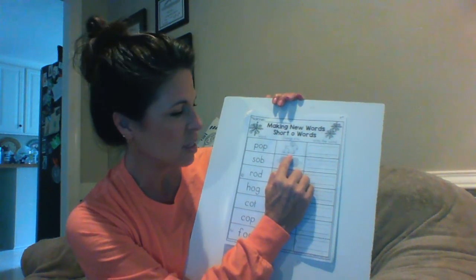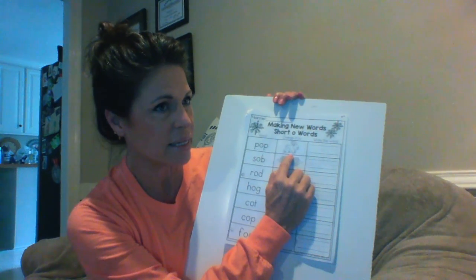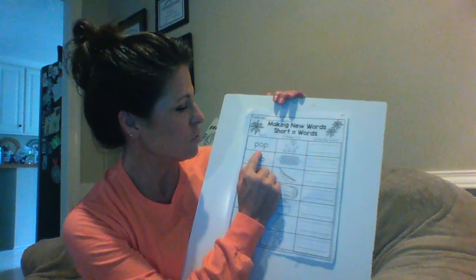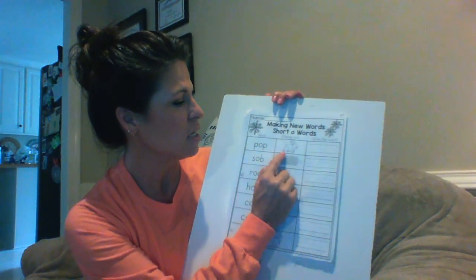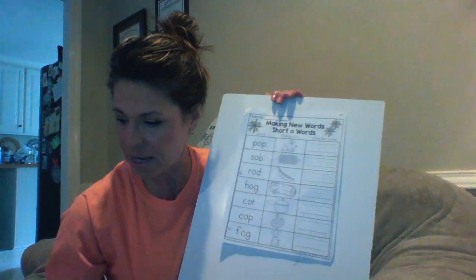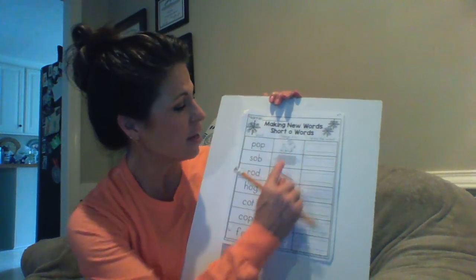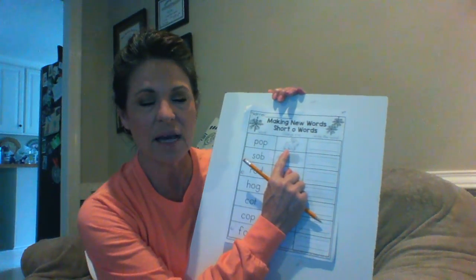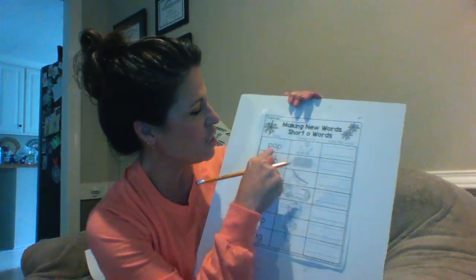Now we look at the bunny. What is the bunny doing? The bunny is going to hop. So to change pop to hop, the first letter needs to be changed. And the first letter in hop is what makes that sound? H, hop. So we're changing pop to hop.